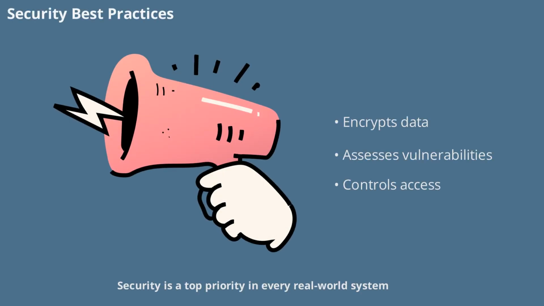Security is a top priority in every real-world system. Best practices include encrypting data, regular vulnerability assessments, and strict access controls. Real-world systems implement layered security measures to protect against evolving threats.